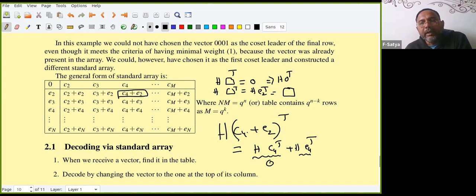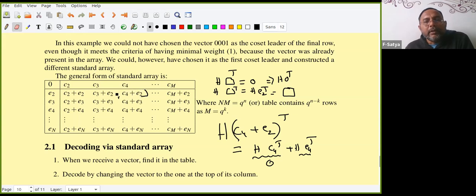So see, the received word is now C2, C4 plus C2. This is the error. That part only I need to check. I multiply it by this one and check. This is the error pattern, correct? So coset leaders are error patterns. That is the beauty of the linear code. So if I now know these things, then I know the errors, right?